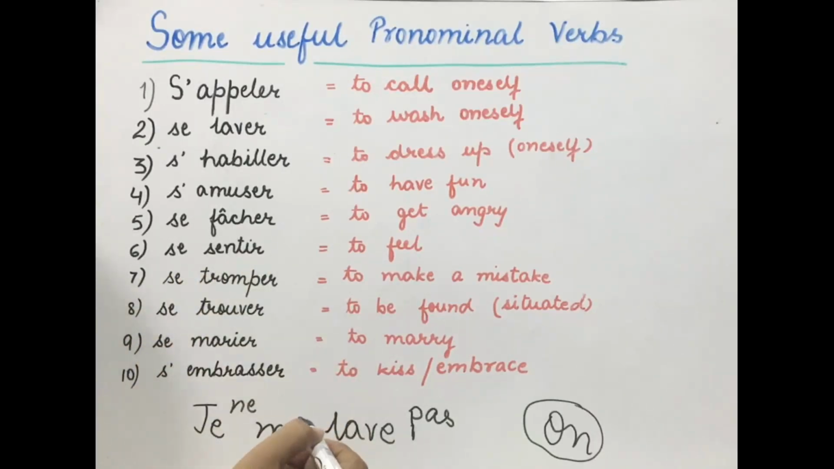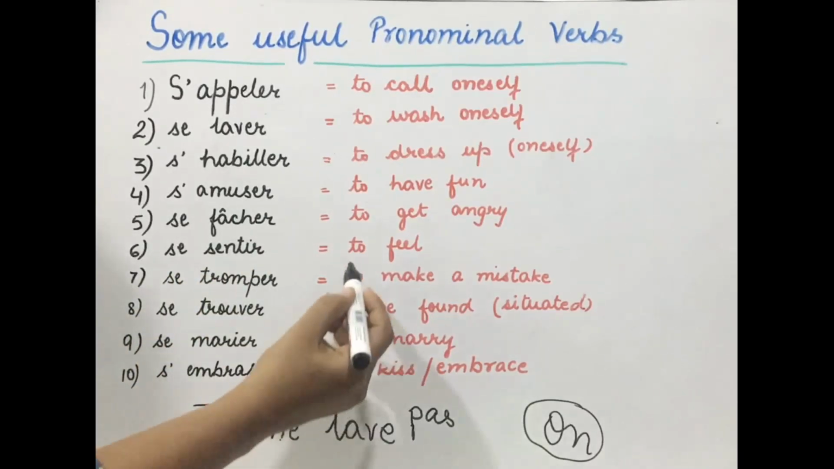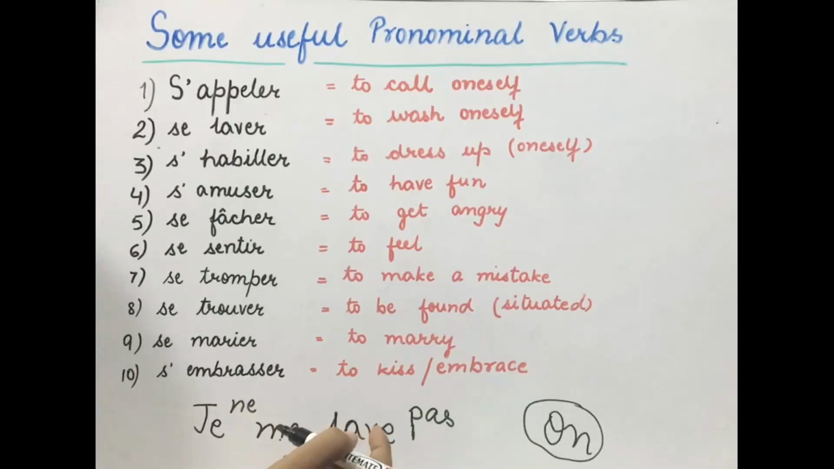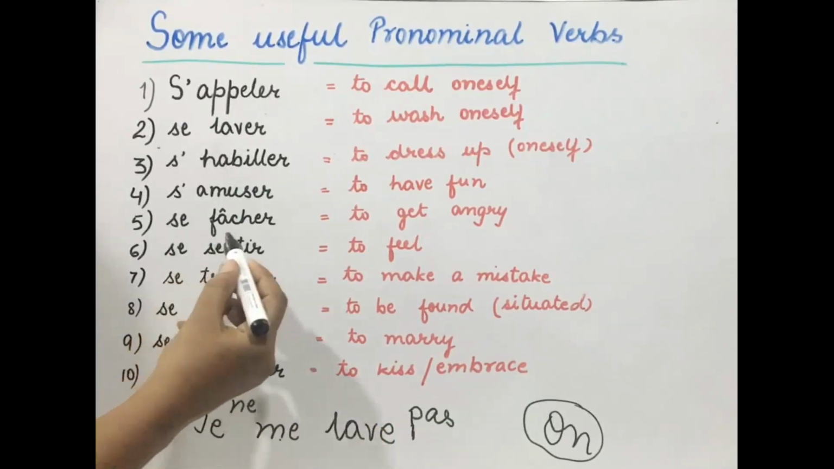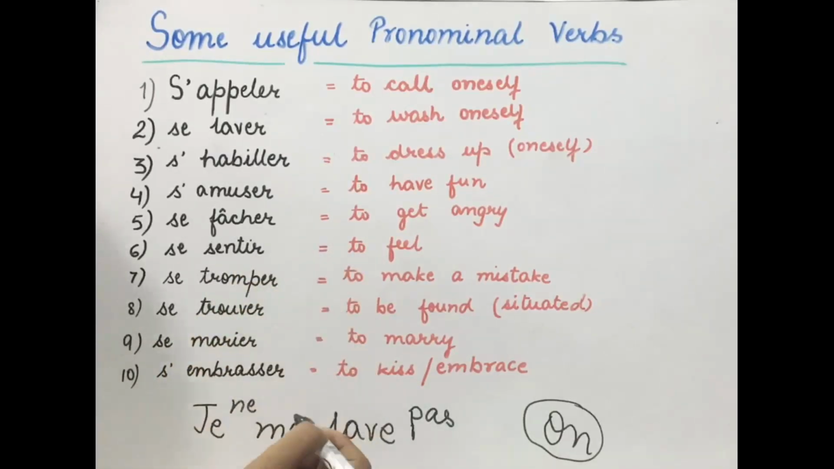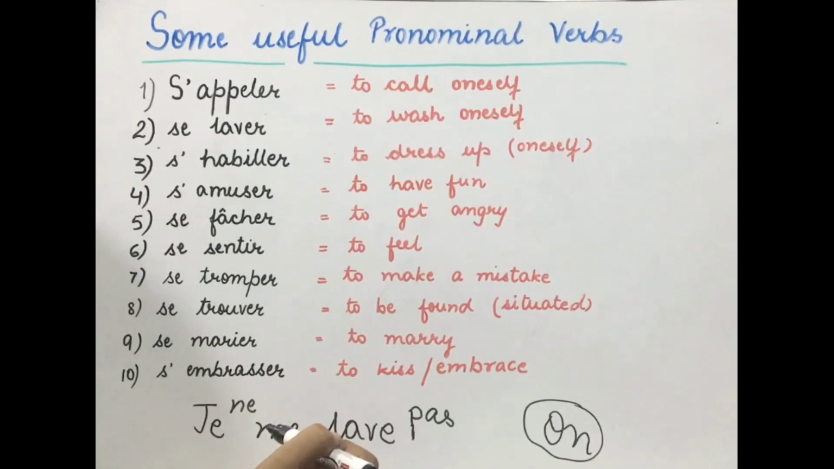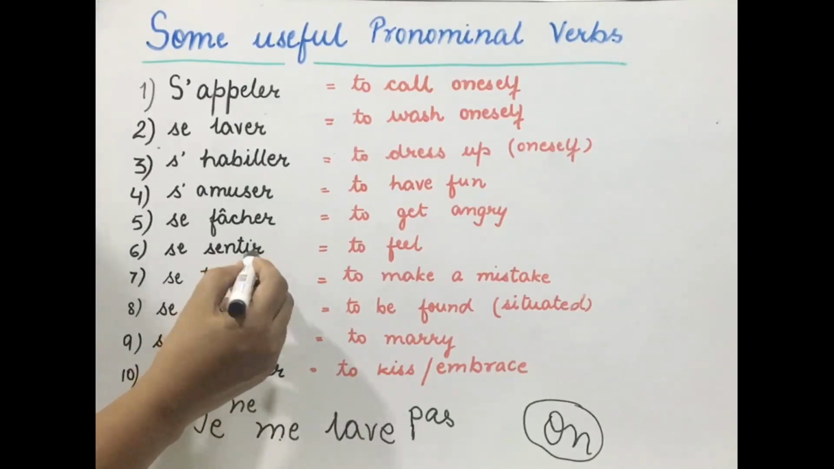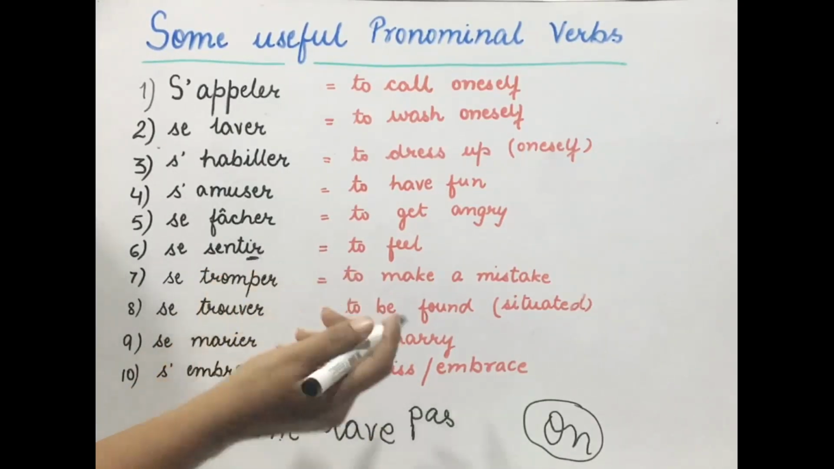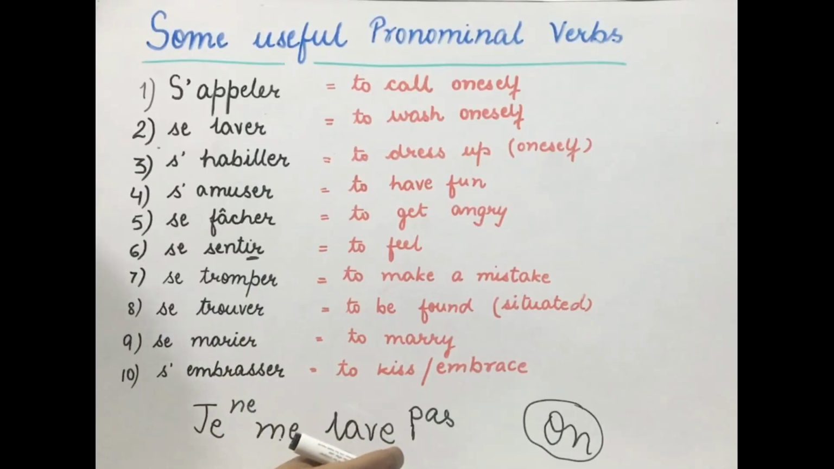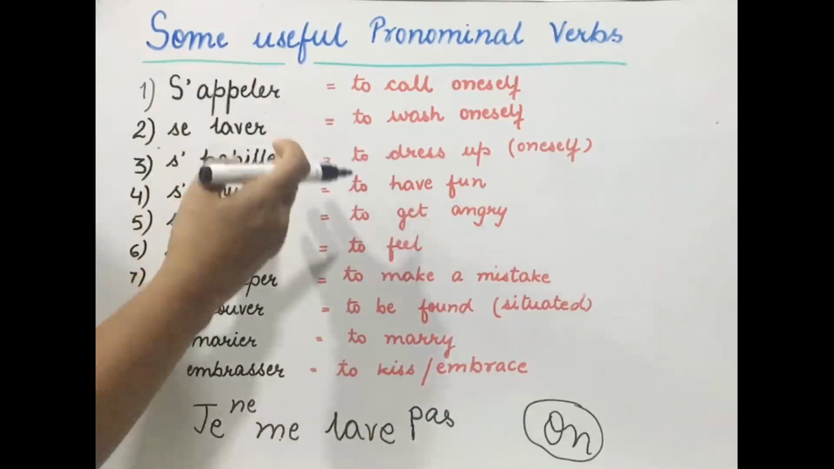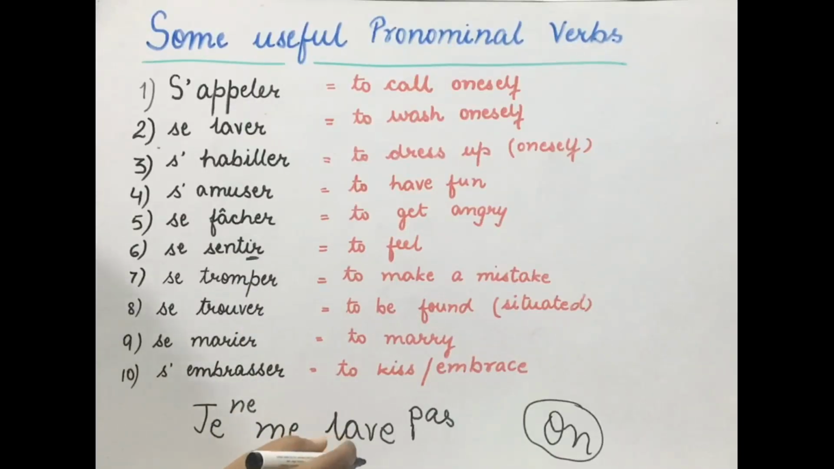Then se sentir. Se sentir is to feel. Okay. If you want to say I feel very good today, you will say je me sens très bien aujourd'hui. Or if you want to say you're not feeling good today, you can say je ne me sens pas bien aujourd'hui. Okay, here this is an IR verb. So you have to know the conjugation of this. Okay, the rest of the verbs here are generally ER verbs.